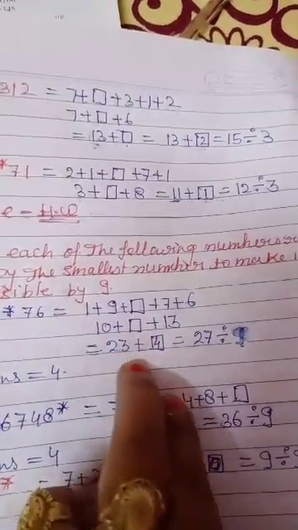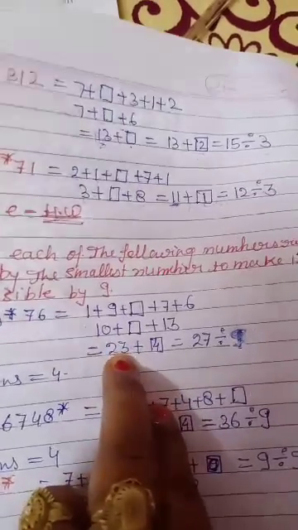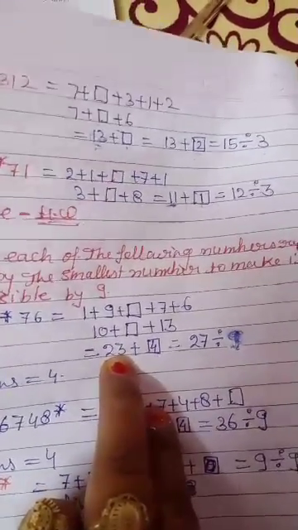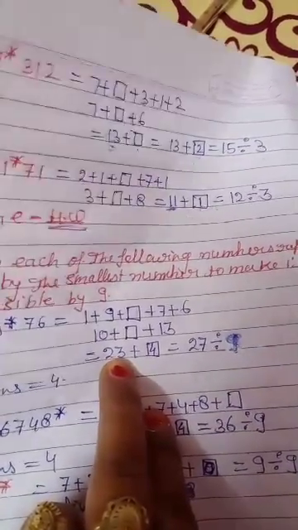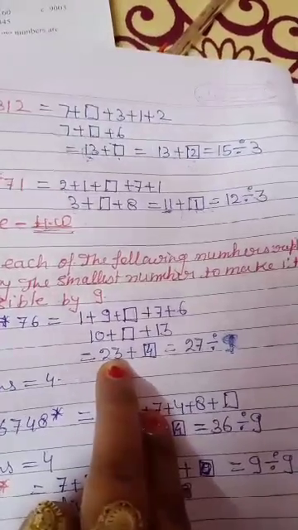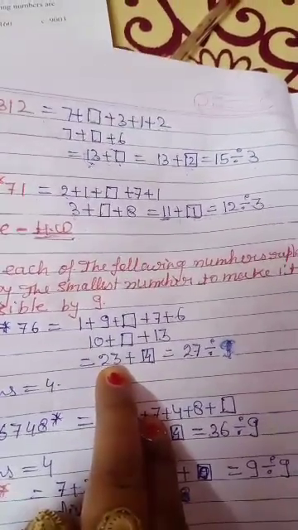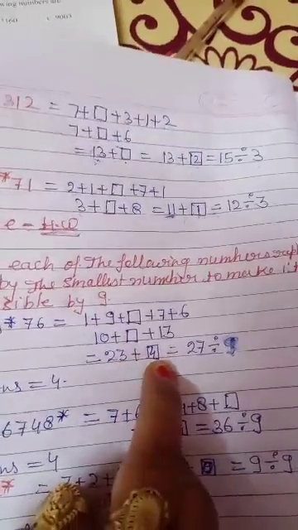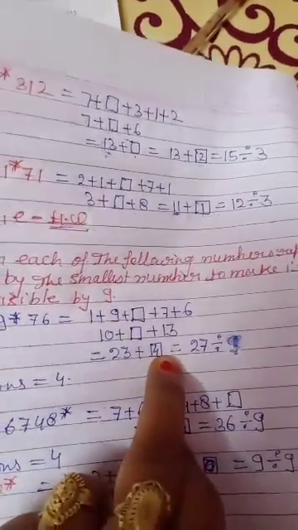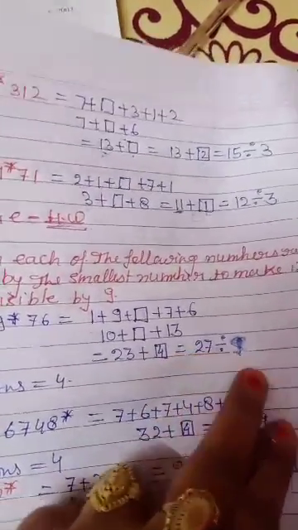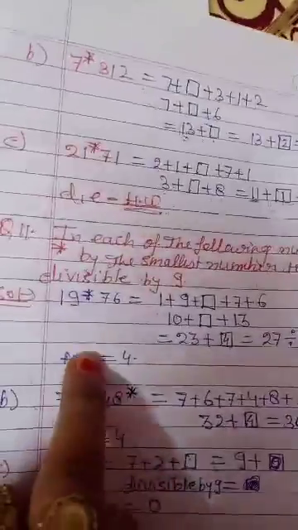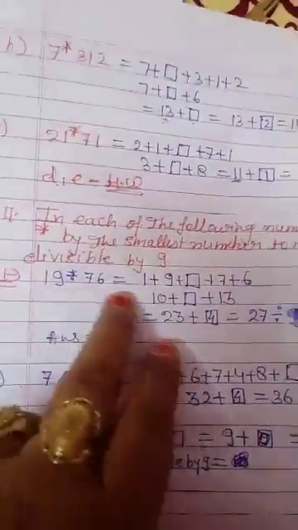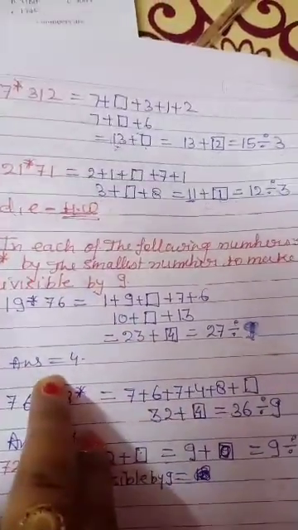Now you see, near to 23 which number comes in the 9 table? 9 twos are 18. 9 threes are 27. And 23 plus what should you add? 23 plus 4 is 27, then it will be divisible by 9. So what will be your answer? Answer will be 4. So in place of the star you can write 4, then this number will be divisible by 9.